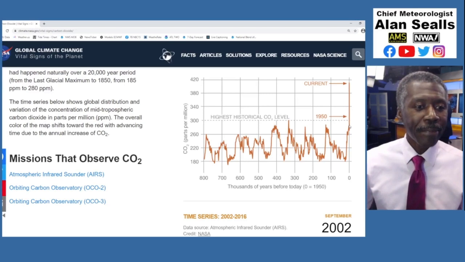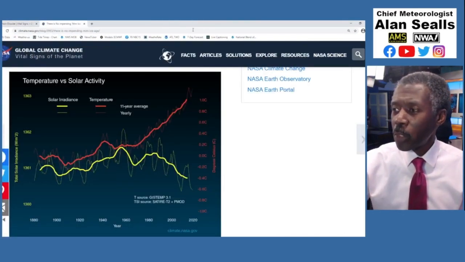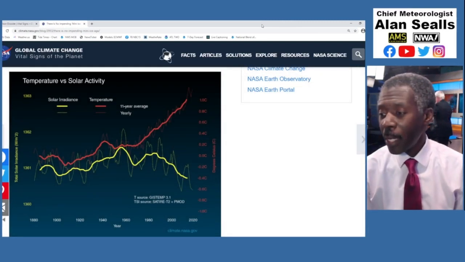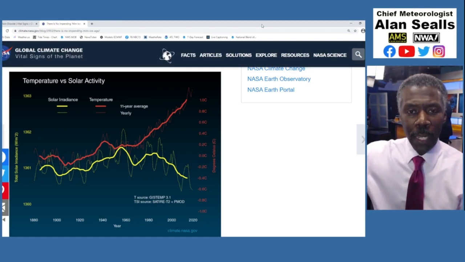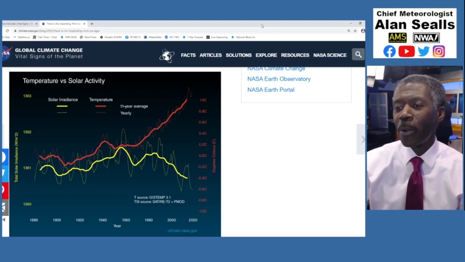That's how we know. Also, quick question, how do we know it's not the sun? Well, there's a satellite pointing directly at the sun, and this is what it shows, that the sun's energy has cycled a bit, but it's not going up, but our air temperature is going up.